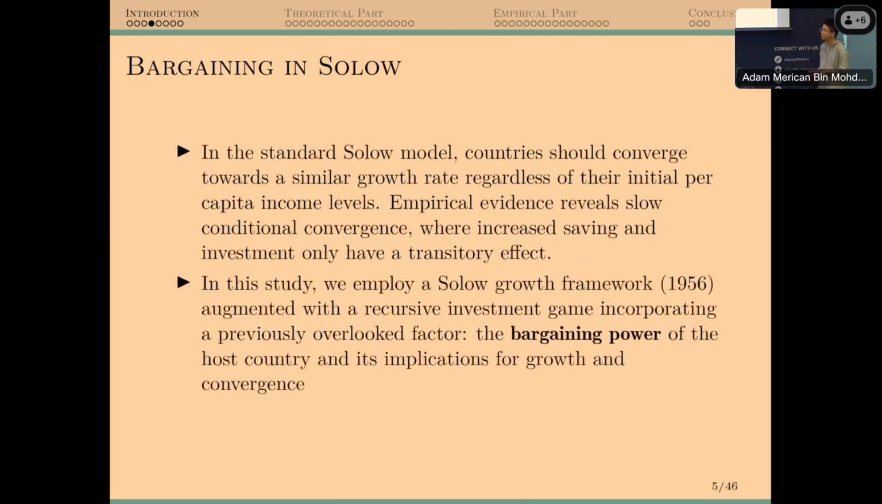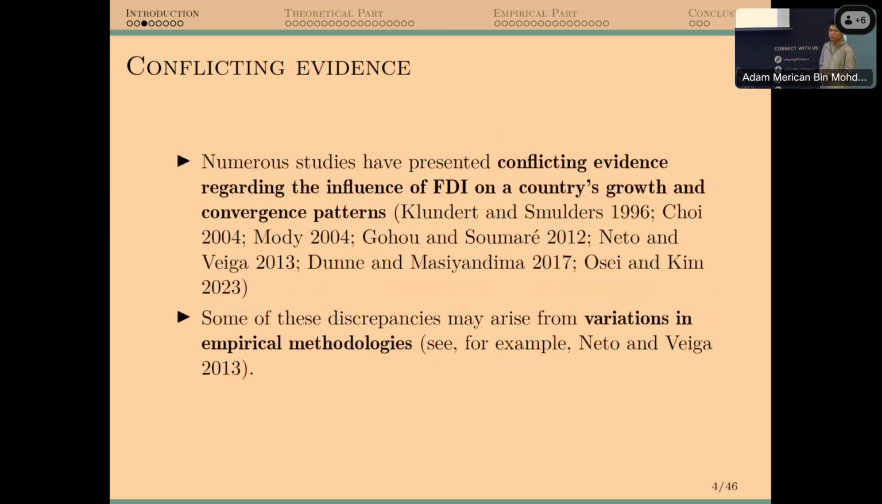Just first, a clarification: you mean that some people find that even receiving FDI means that you don't catch up with the frontier, or what exactly do you mean? Convergence to whom? Convergence between the FDI recipient and the source country, the host countries. Okay, they might find some convergence or divergence. So it's like a pairwise kind of comparison we're interested in.